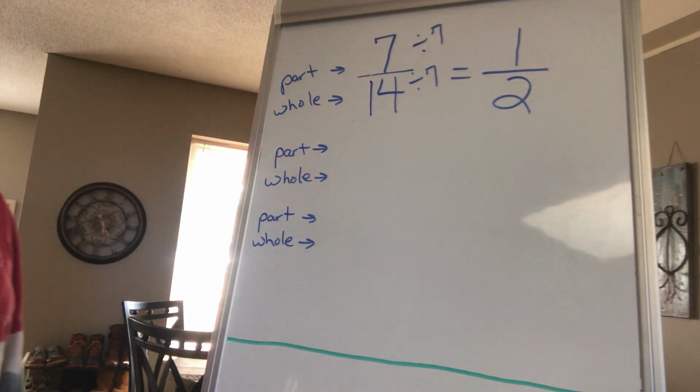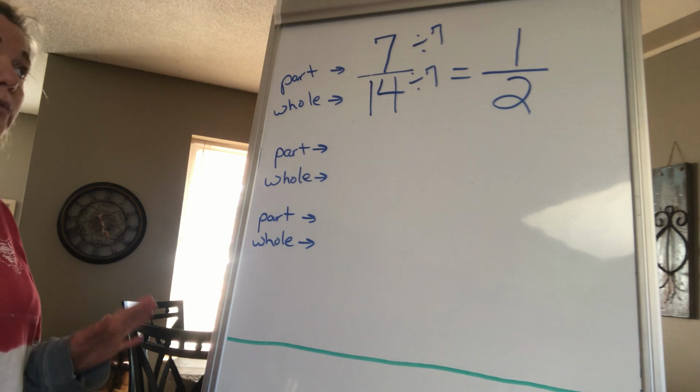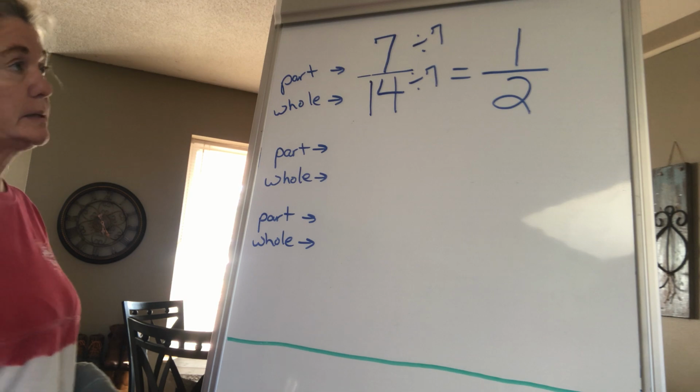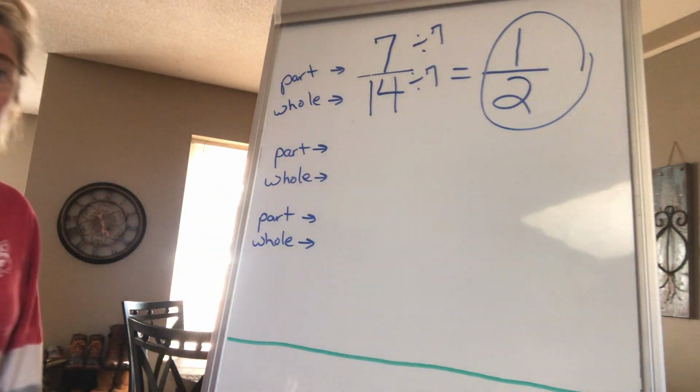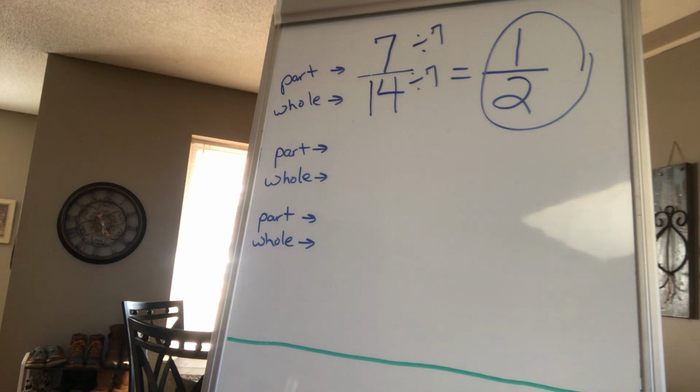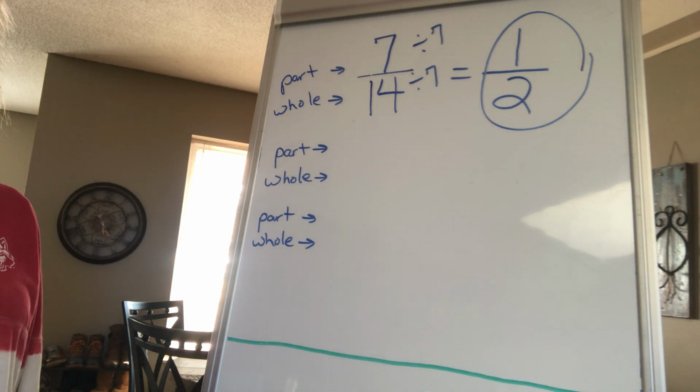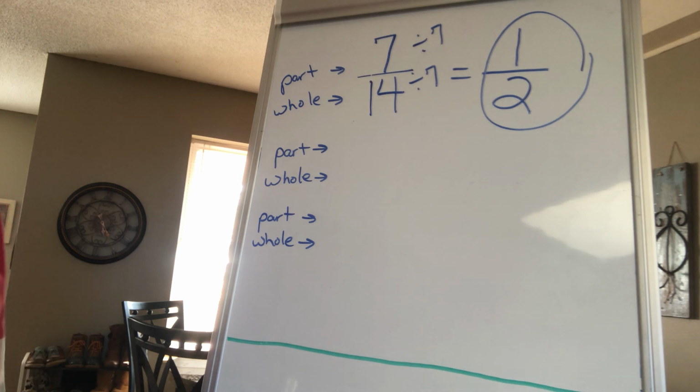So yeah, I can divide them both by 7 and get simplest form, because we said anytime you reach a 1, you know you're in simplest form. Doesn't always have to have a 1 in it, but if you do reach 1, you know it's in simplest form. So 1/2 of John's socks are blue.